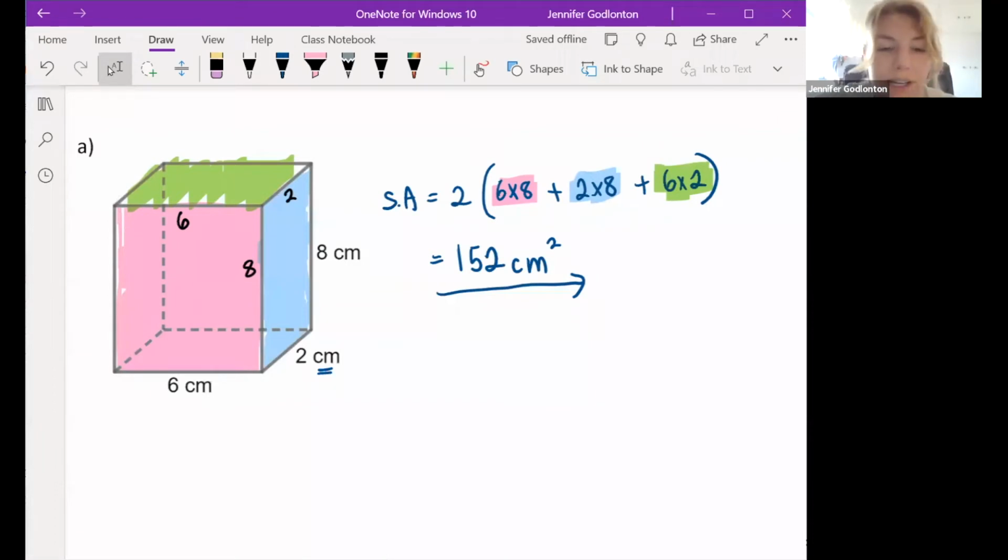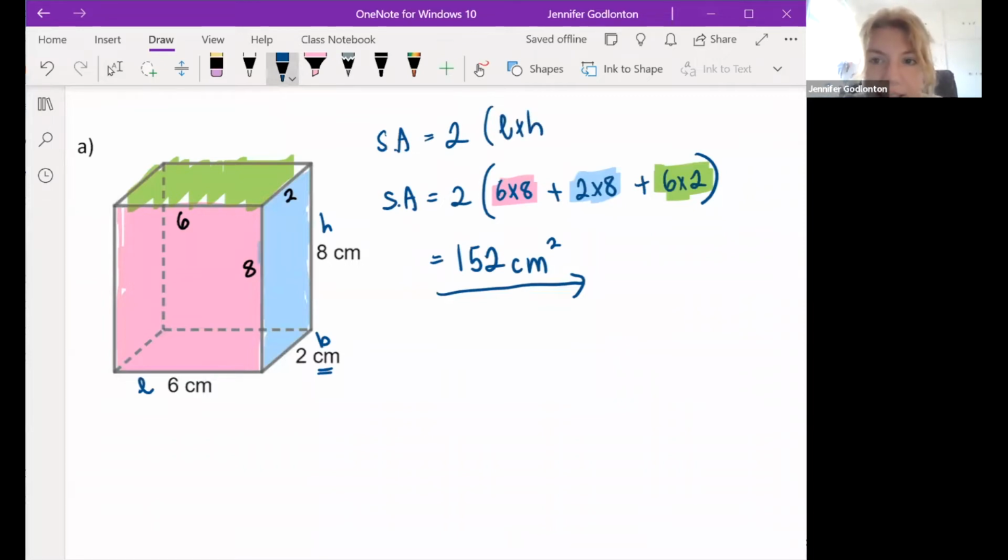Yeah, so if you're wanting to have it with the letters here, this would be your length, this would be your breadth, and this would be your height. Okay, so we would say our surface area is equal to 2 times our length times height plus our base times height plus our length times base.